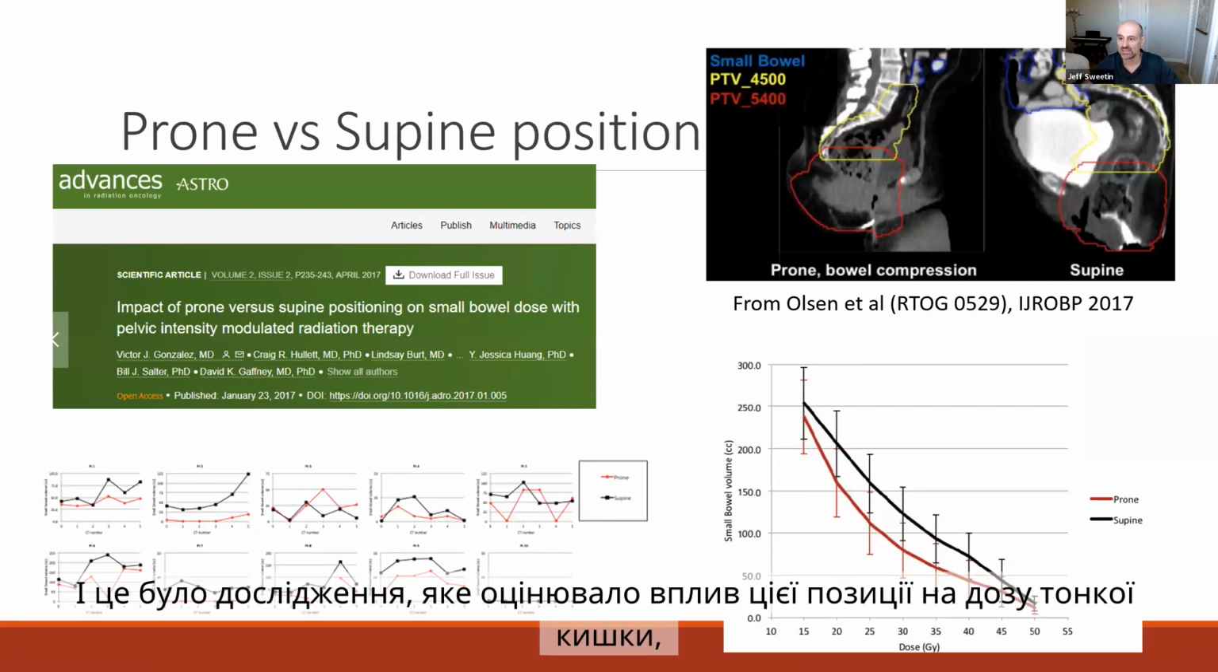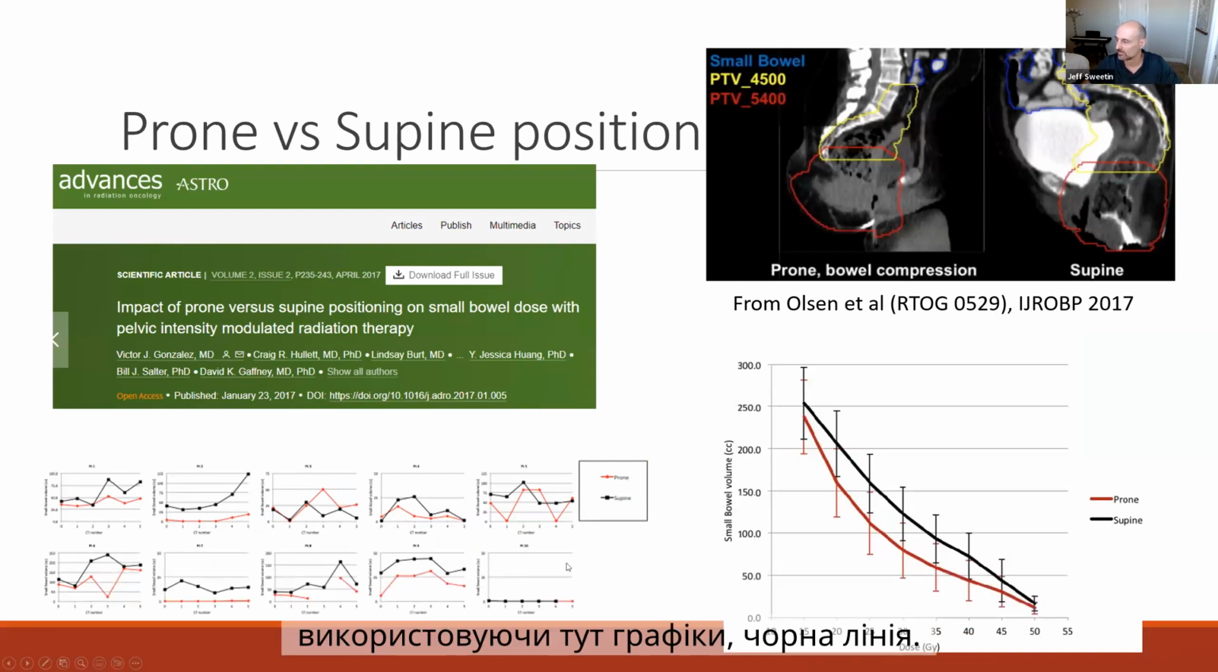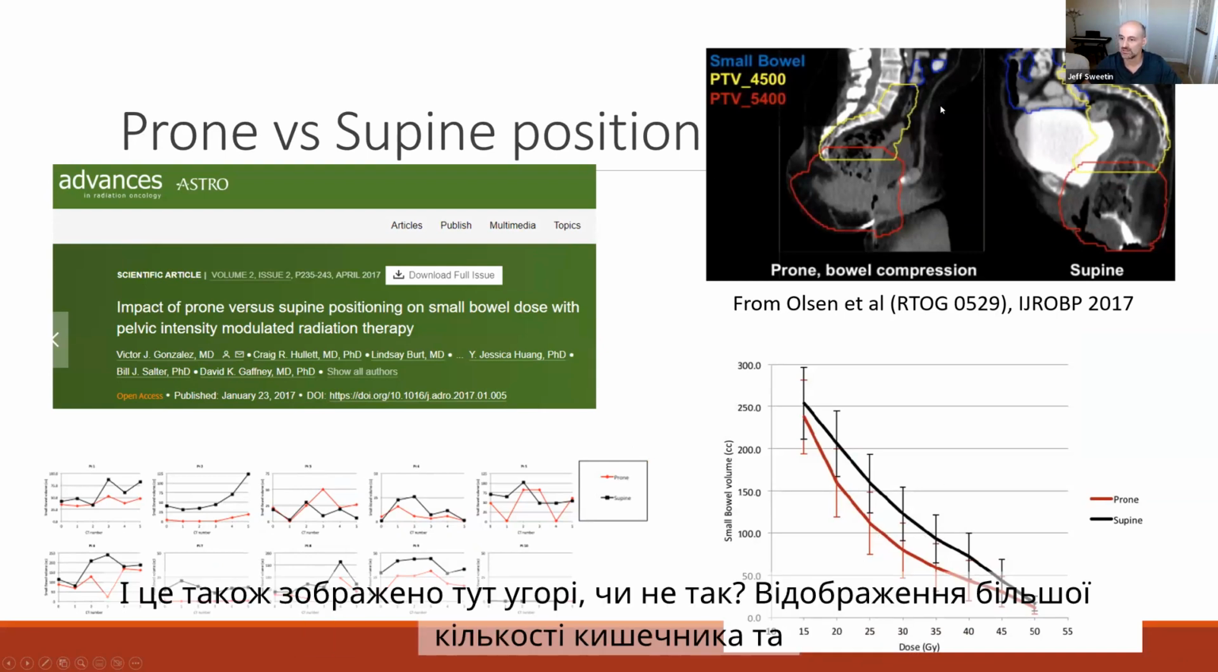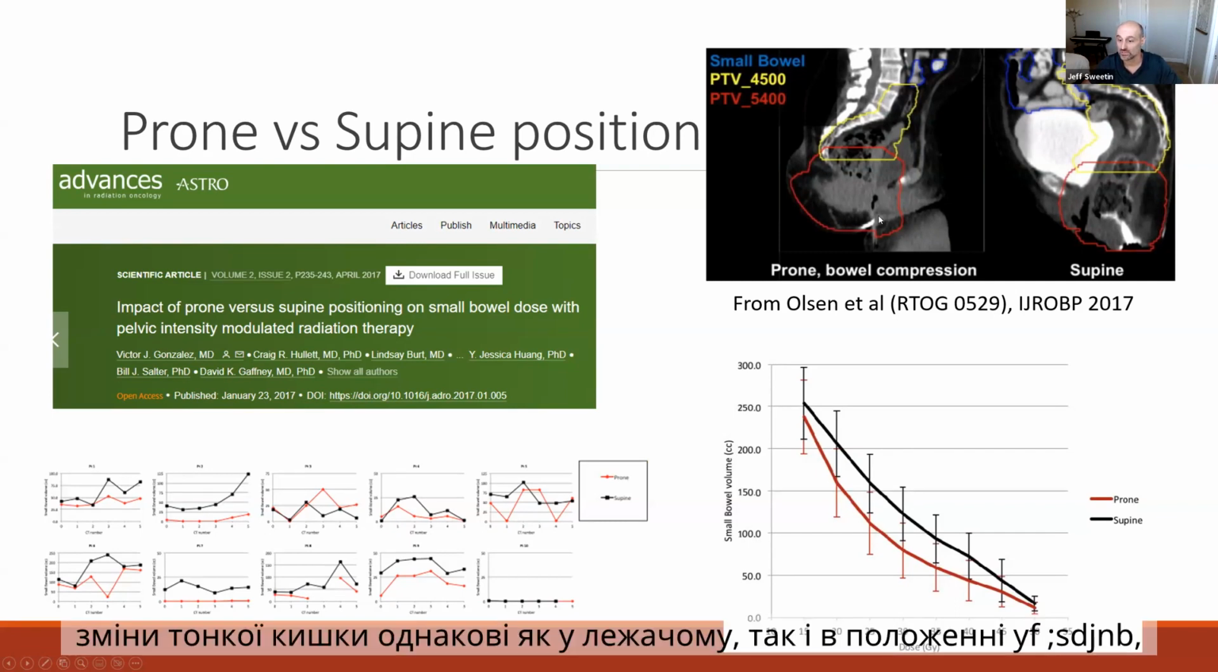And this was a study that evaluated the impact of this positioning on small bowel dose. They simulated patients in both positions and compared the bowel dose, as you see in the graphs here, black being supine and red being prone. It's also illustrated here at the top right, showing the greater amount of bowel in blue overlapping with the PTV45 in yellow in the supine position. And in addition, it showed that the interfraction dose variation to small bowel was similar in both prone and supine.